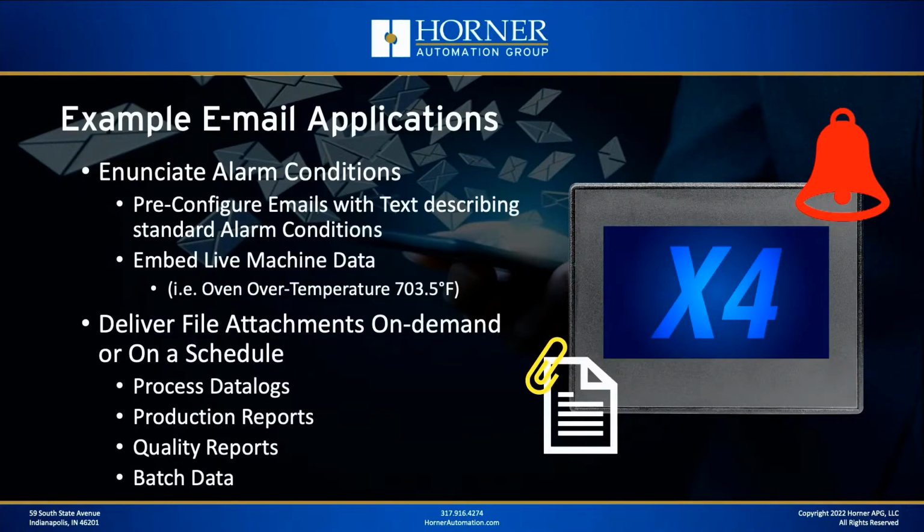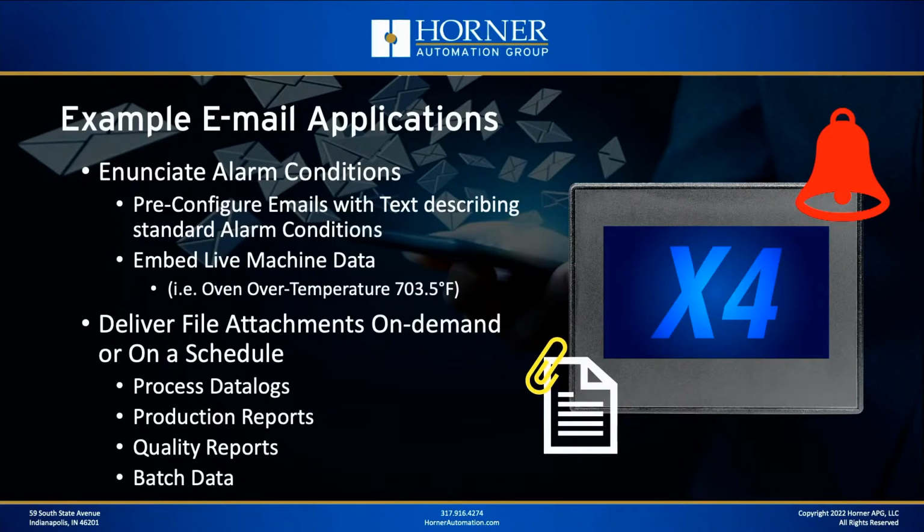Let's talk about some different email applications. Let's start by using email to enunciate alarm conditions. So that can be really valuable. When an alarm condition occurs, you not only can provide notification on the screen that an operator can see, but you can use the email capability to enunciate that via electronic means as well. You can pre-configure text emails in Cscape with text describing a specific alarm and what needs to happen next. And you can do that in anticipation of when that alarm may actually occur.